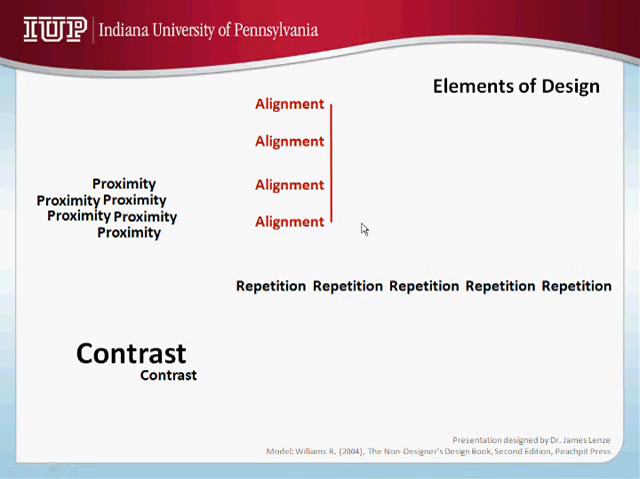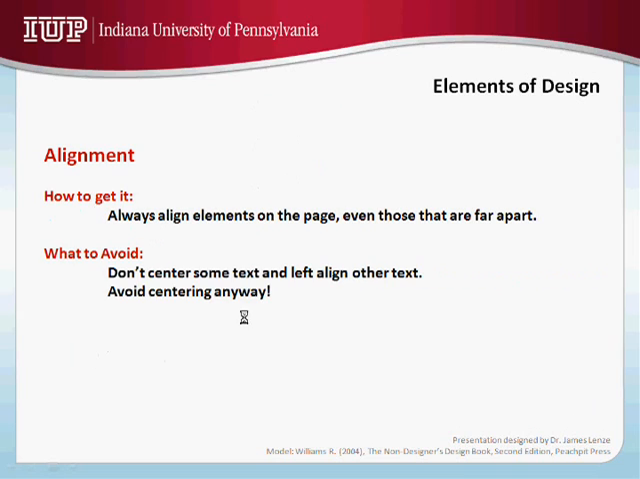Now we're going to talk about alignment. This is keeping things in a line. How to get it. Always align elements on the page, even those that are far apart. And see here, all this red, that's aligned on this line, and then the black's aligned on this line. It's very structured and organized. What to avoid? Do not center some text and left align other text. And avoid centering at all costs if you can.